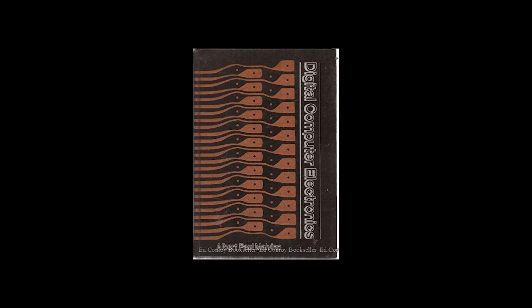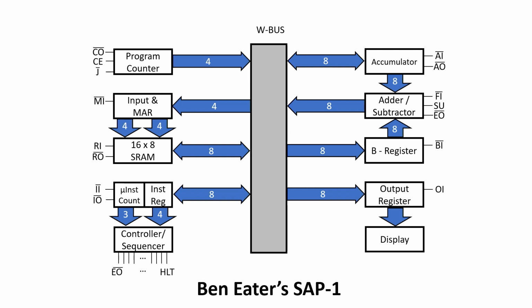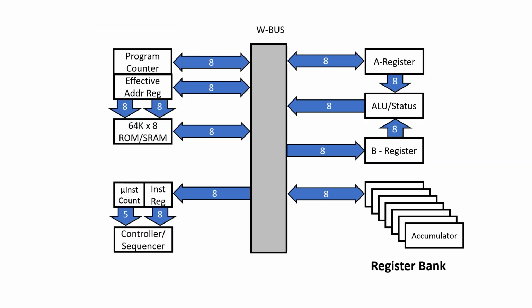Its design is based on Albert Paul Malvino's SAP1, or Simple as Possible 1 computer, which was upgraded and popularized by Ben Eater on YouTube. The idea is to keep the same overall architecture as the SAP1, but to bulk it up enough to run 6502 machine code. This is the final architecture, and it maintains the single central 8-bit WBUS.